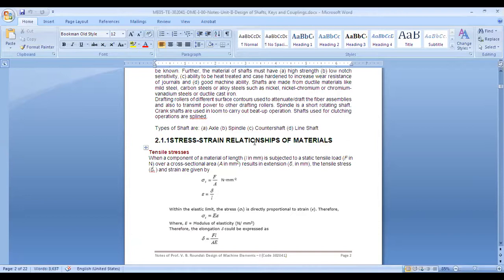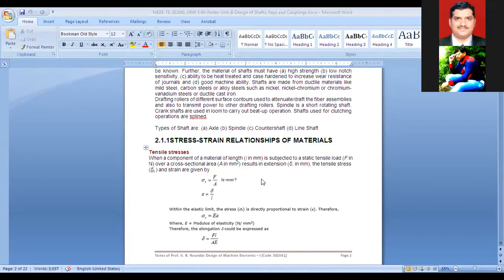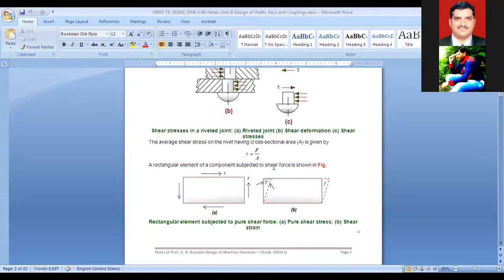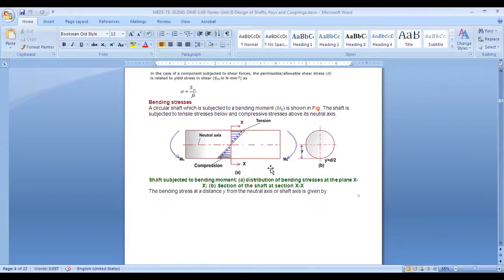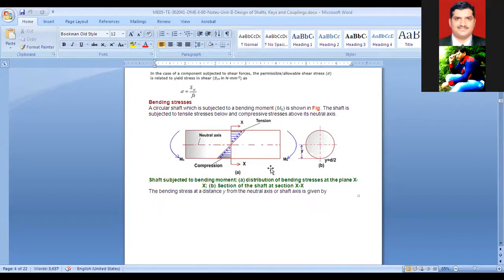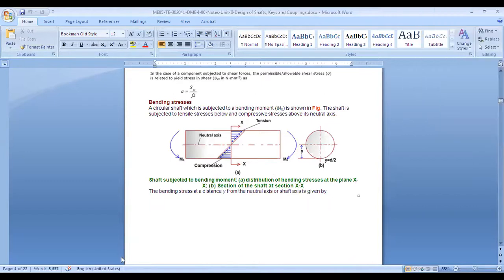Load is P or F, and area is pi by 4 d square, right? So direct tensile stress we get as sigma t is equal to F upon A. So we will use that. There are mainly 2 stresses. Because the shaft is a lengthy or long element, it will undergo bending as well as shear because of the torsion.